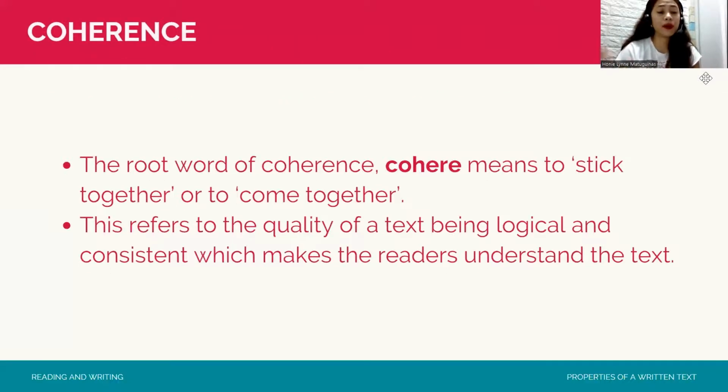Next, to achieve a well-organized text, there must be coherence in the text. The root word of coherence is cohere, which means to stick together or to come together. And according to Yule 2008, coherence is everything fitting together well. This refers to the quality of a text being logical and consistent, which makes the readers understand the text.